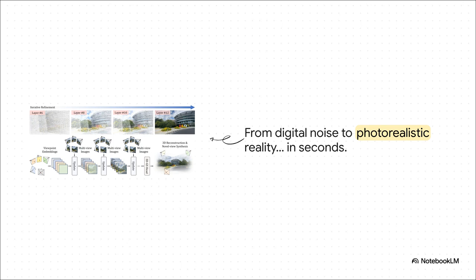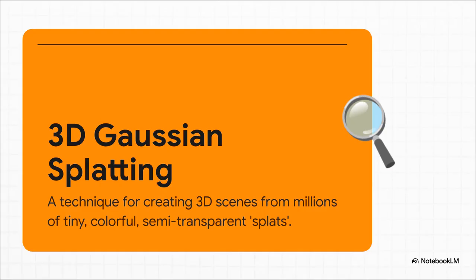For a long, long time, this was pure science fiction, but a brand new technique is making it very, very real. Now, the engine behind this whole revolution is a method called 3D Gaussian splatting. So instead of building scenes with polygons, like in a video game, this technique thinks about a 3D space as millions of tiny, colorful, kinda see-through dots, or splats. It's incredibly fast, the results look unbelievably real, but yeah, there's a pretty big catch.